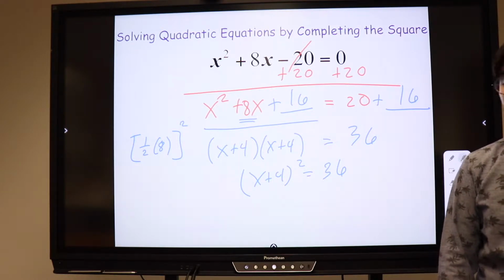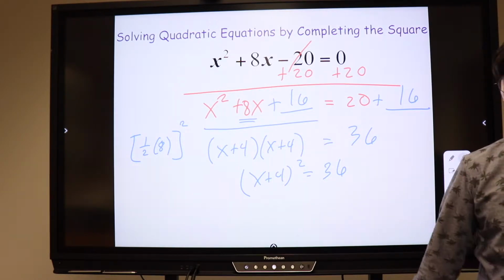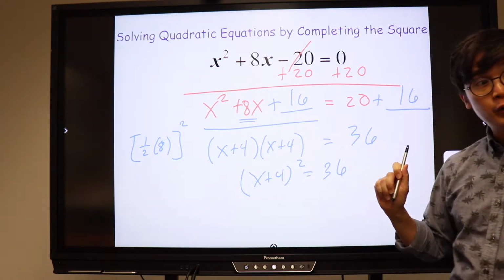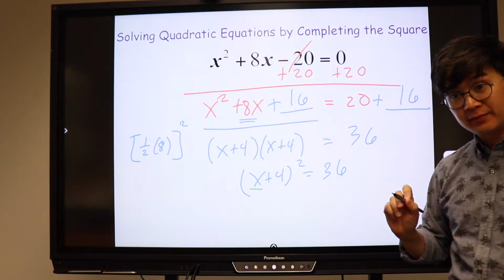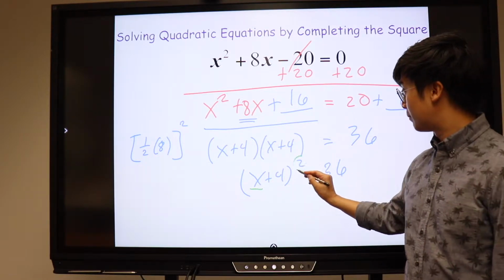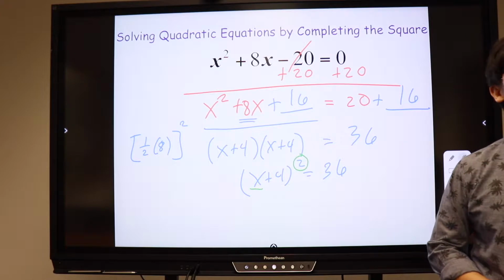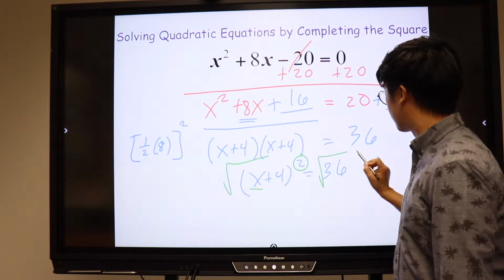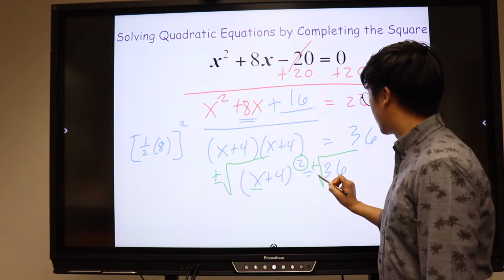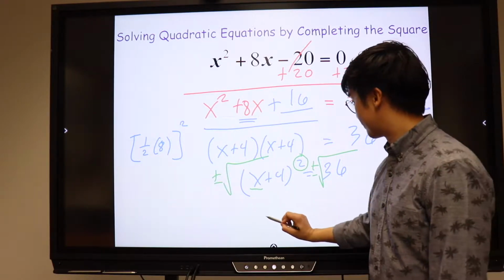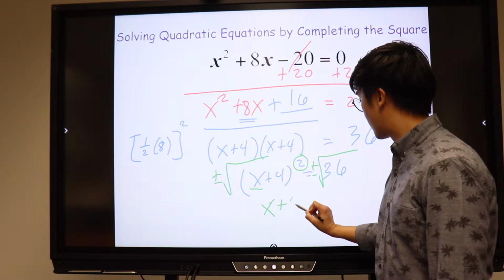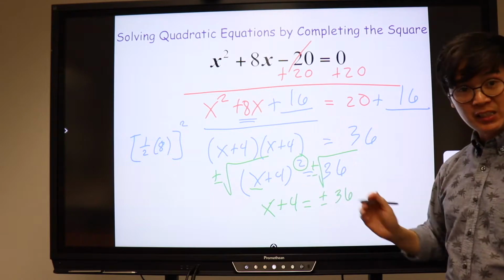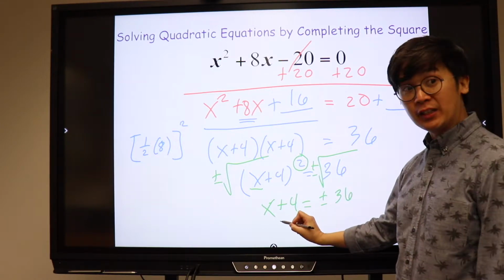Let's solve for x. What's the first move? Which one are you going to get rid of so that x will be by itself? It's the square that you need to get rid of, so we take the square root. Now, is x by itself? You need to subtract 4.